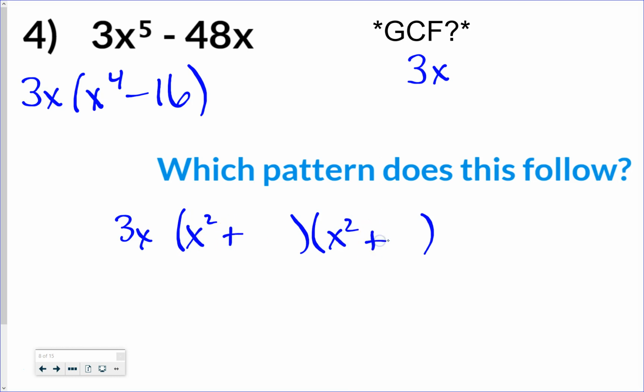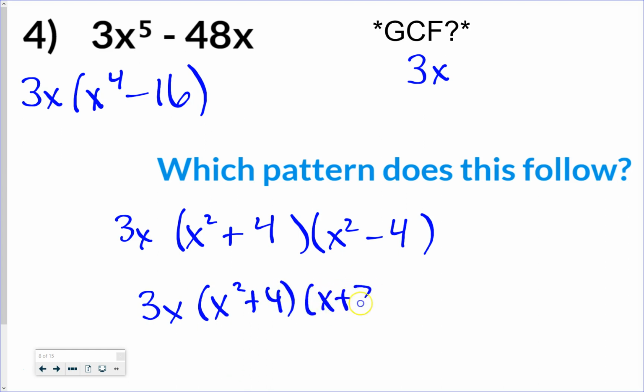Okay, and what is the square root of 16? 4. Good. But wait. What if I told you this problem was not done? What if I did this? I ended up with another difference of perfect squares. X squared minus 4 is also a difference of squares.